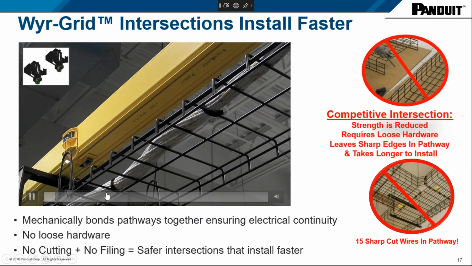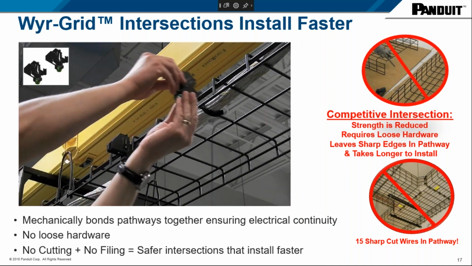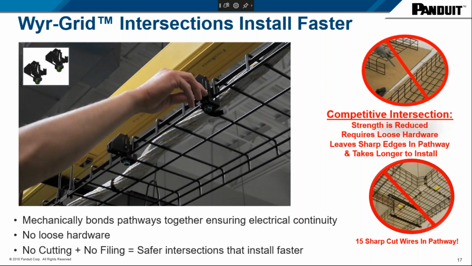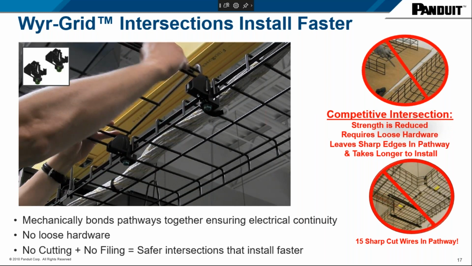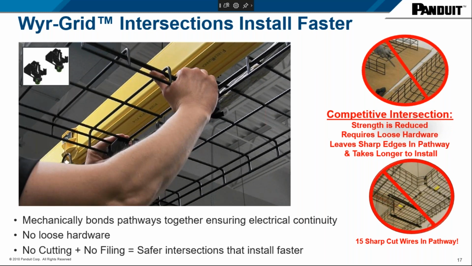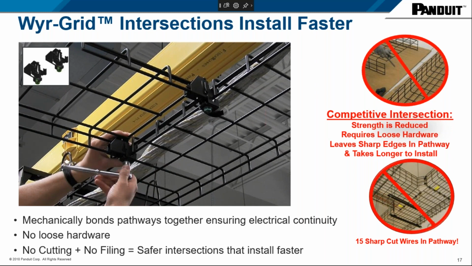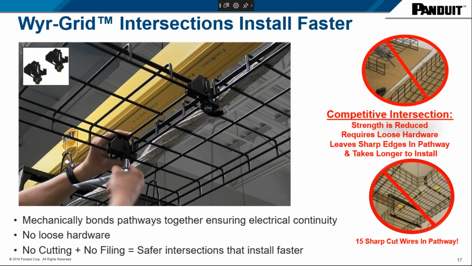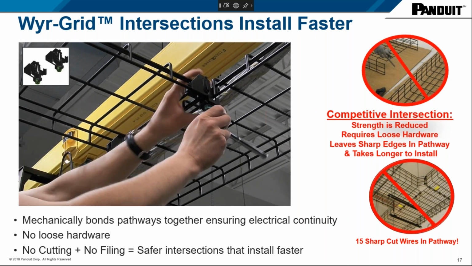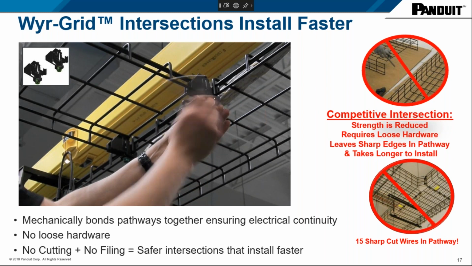Here, I do want to showcase a quick video on an intersection. We're going to do a 90-degree intersection, and you're going to see how easy it is to install. We have our intersection splice connectors. You saw that a person was able to add another pathway, and now they're just tightening the bolts. And I do want to mention that as they're tightening the bolts, they're getting a proper grounding surface.